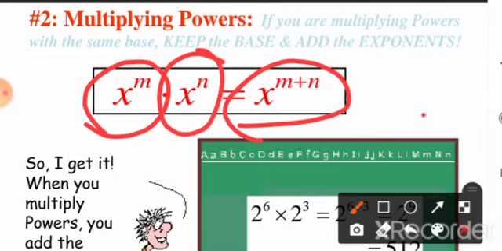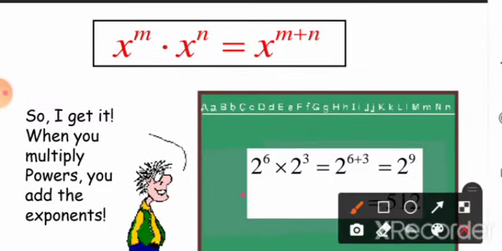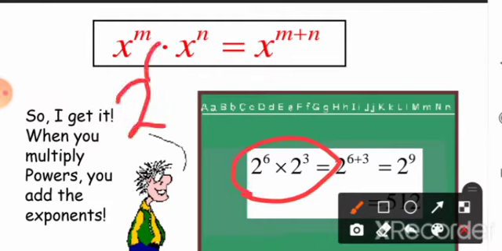It's a form of exponential multiplying the powers. You can multiply the powers, so the result will be to add the powers. Some examples are given here. 2 power 6 into 2 power 3. So for the result we add the powers.